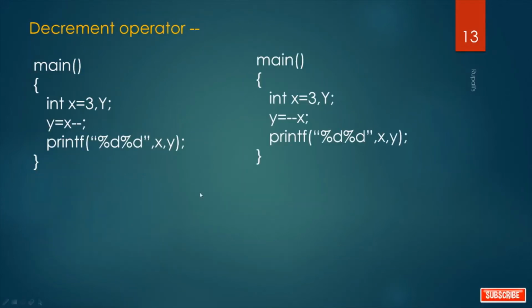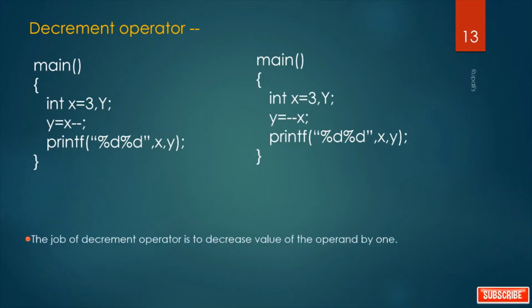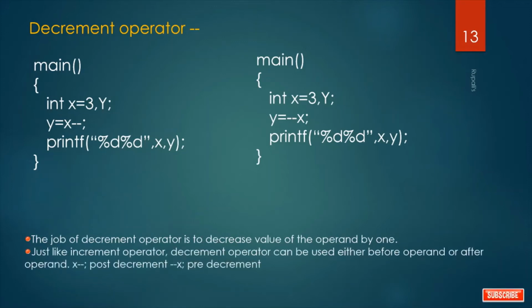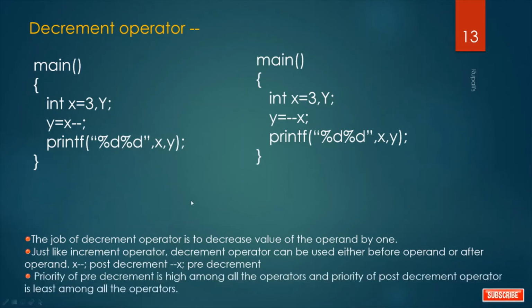Now the decrement operator. Like the increment operator, there are post-decrement and pre-decrement operators. The job of the decrement operator is to decrease the value of the operand by 1. Just like the increment operator, it can be used either before or after the operand. If it is before the operand, it is pre-decrement. If it is after the operand, it is post-decrement. The priority of pre-decrement is high among all the operators and the priority of post-decrement is least among all the operators.